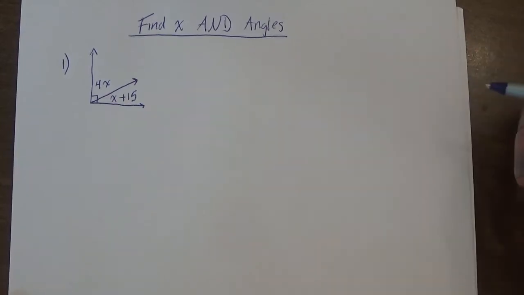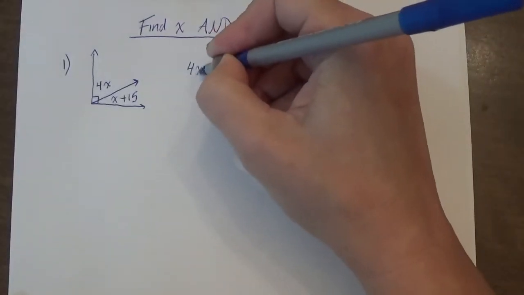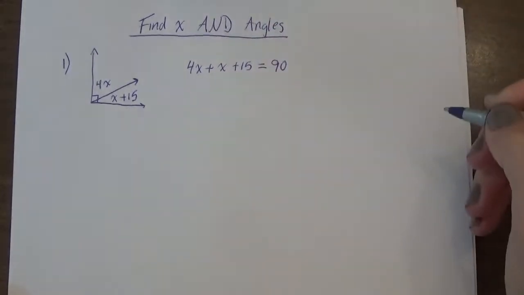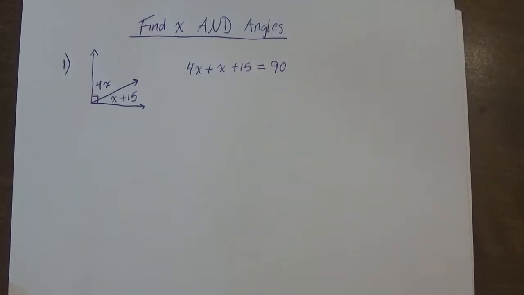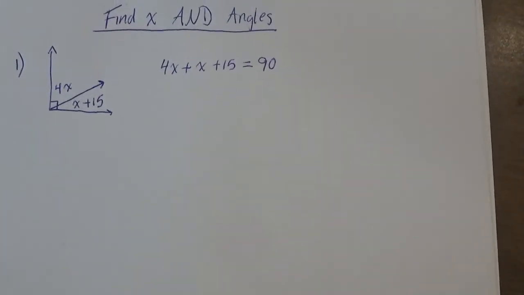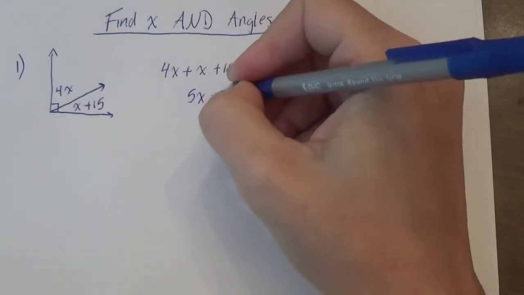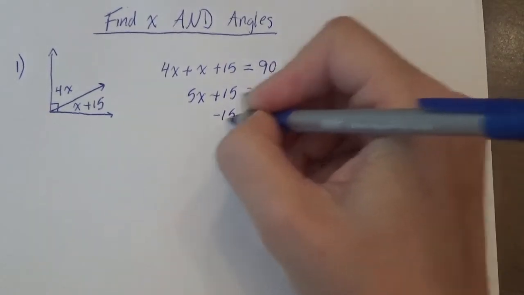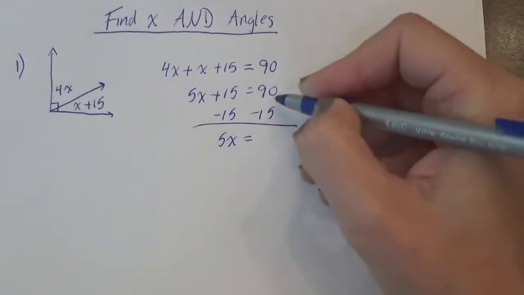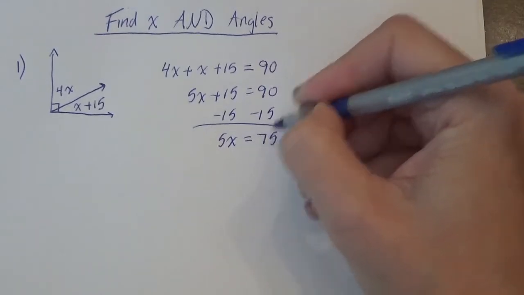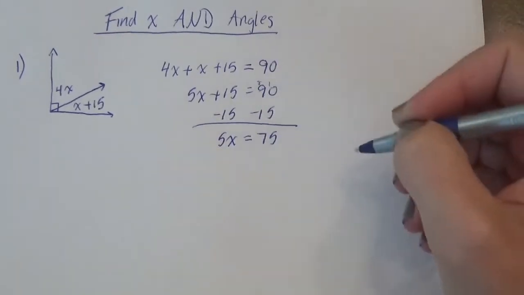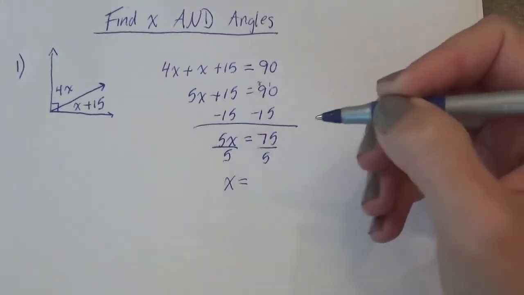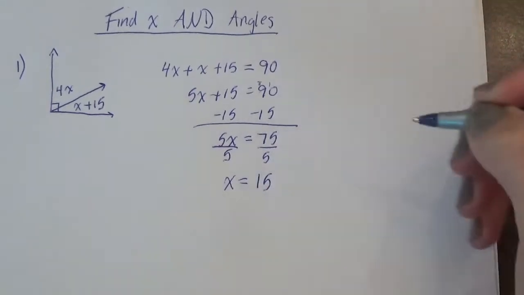And we're going to set it up exactly as you guys have been. So the 4x plus the x plus 15 all together is going to equal 90. And we're going to solve it like usual. Okay, so that's actually 5x plus 15. I'm going to subtract 15 from both sides. Hopefully I subtracted correctly. I believe that's 75. Let's check. Yes. Divide by 5. And we get x equals 15.